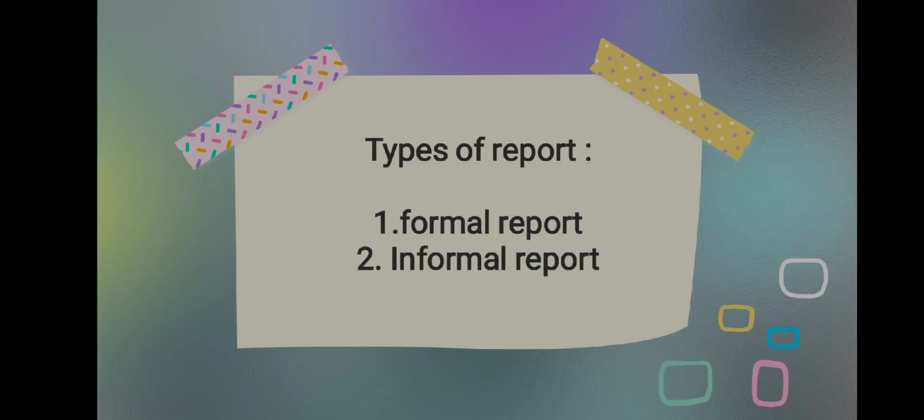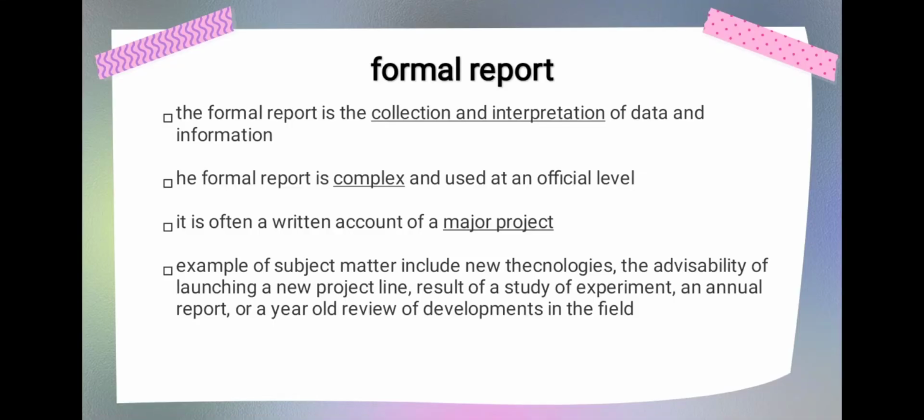There are two types of reports. The first is formal report and the second is informal reports. Formal report. The formal report is the collection and interpretation of data and information. The formal report is complex and used at an office level. It is often a written account of a major project. Examples of subject matter include new technologies and the advisability of launching a new project line, result of a study or experiment, an annual report, or a year-old review of development.